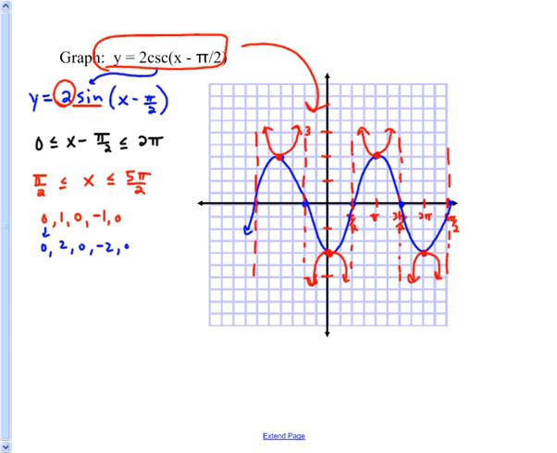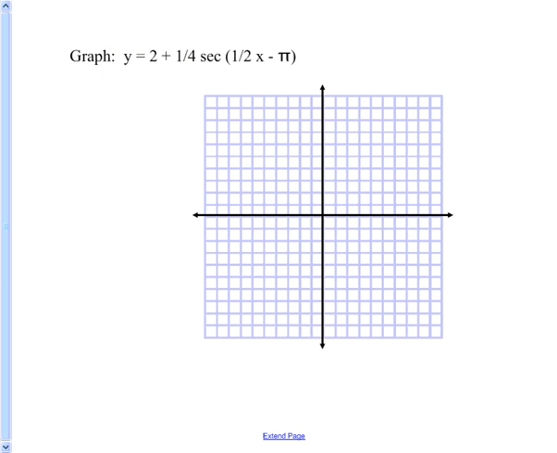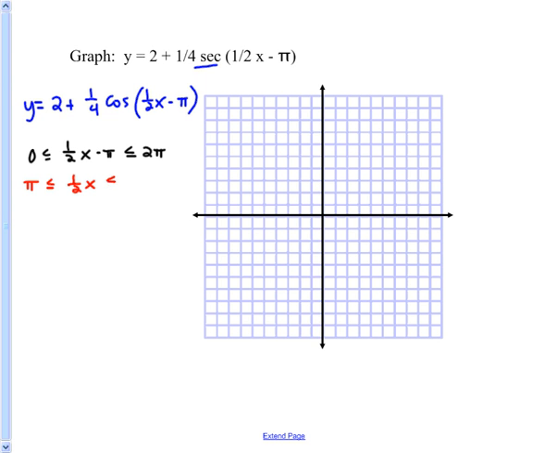All right, let's do one more. Again, hopefully this is old hat for you. This is secant, so I need to rewrite this as cosine. And this was a very advanced one. It has all of the stuff included in it. So I'm going to put my 1/2 x minus pi between 0 and 2 pi, and I'm going to solve this for x. I'm going to add my pi, and then I'm going to multiply by 2.